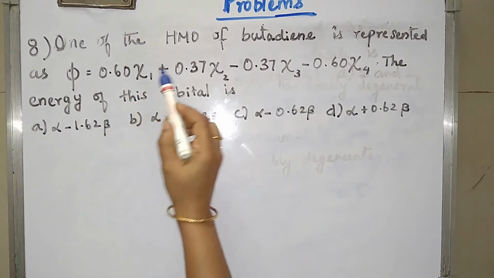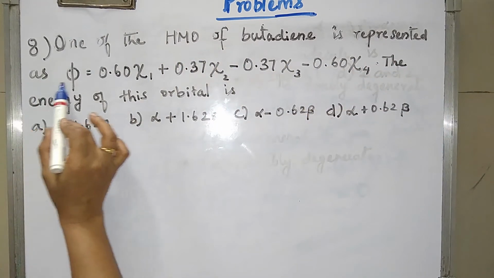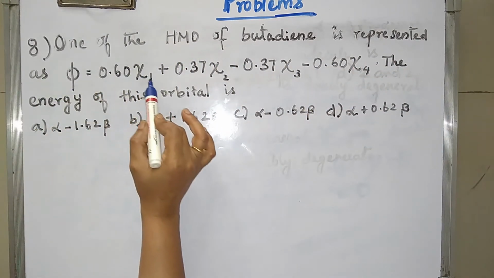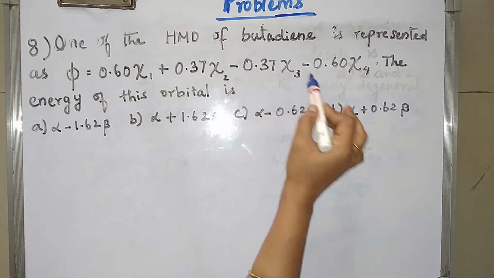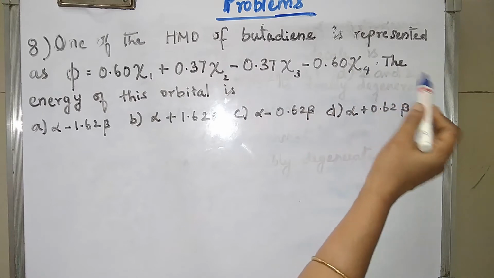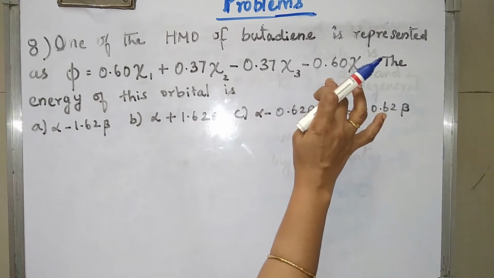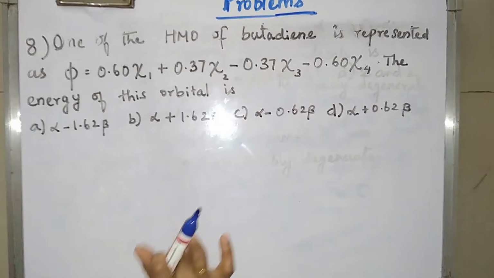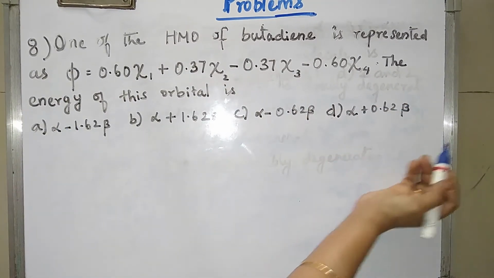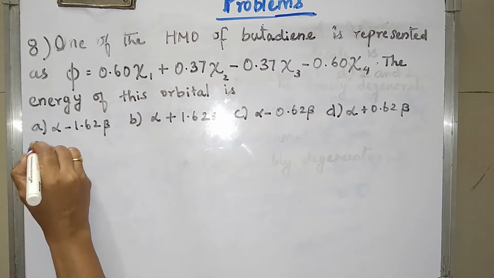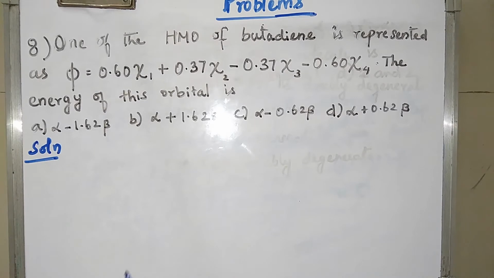8th sum. One of the HMO, that is Huckel's molecular orbital of butadiene, is represented as phi equals 0.60 psi 1 plus 0.37 psi 2 minus 0.37 psi 3 minus 0.60 psi 4. They are asking the energy of this orbital, which energy has this equation. They have given the energy levels. We need to find out which energy this is. 4 energy levels they have given.